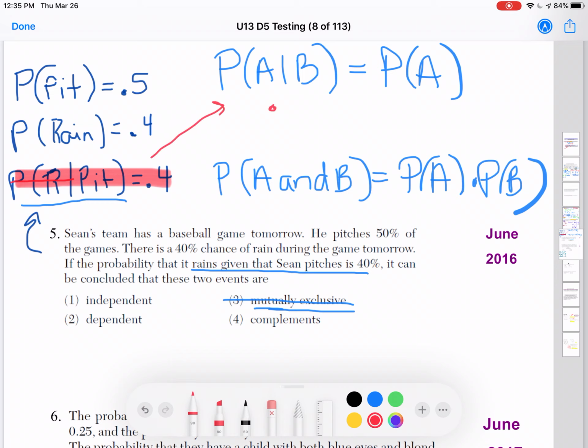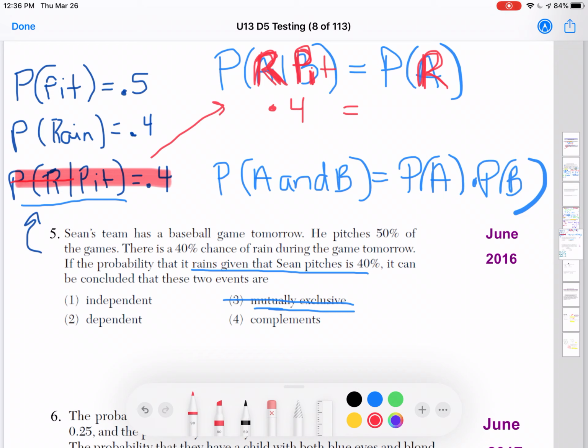Right here, 0.4, right? Equals, but we have to change these letters over. So we'll make this R, and we'll make this one pitch, and then this one would be R. So make sure you do that. Okay, I like to start out with the A's and B's, but then you should put in the correct ones. I hope you can read that okay.